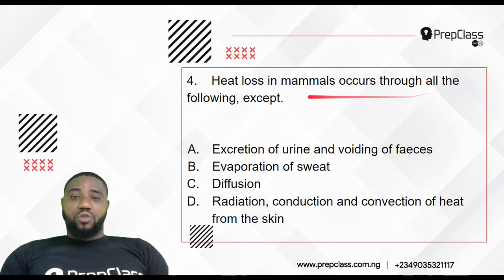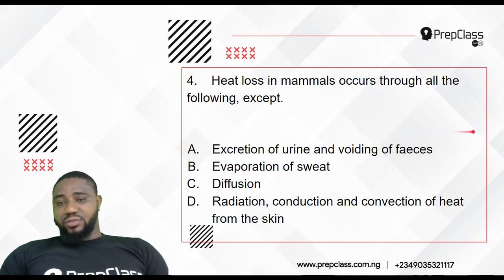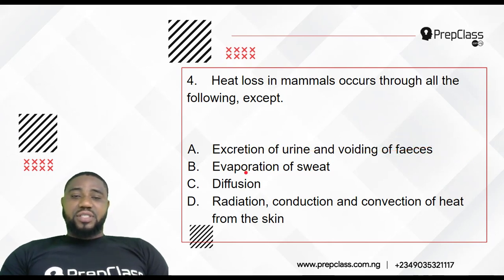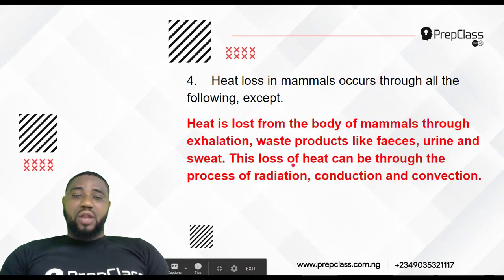4. Heat loss in mammals occurs through all the following except: is it excretion of urine and voiding of feces? That's urinating and defecating. Is it evaporation of sweat? Is it diffusion? Is it radiation, conduction, and convection of heat from the skin? Okay, now look at what I said. I said that heat is lost from the body of mammals through exhalation.